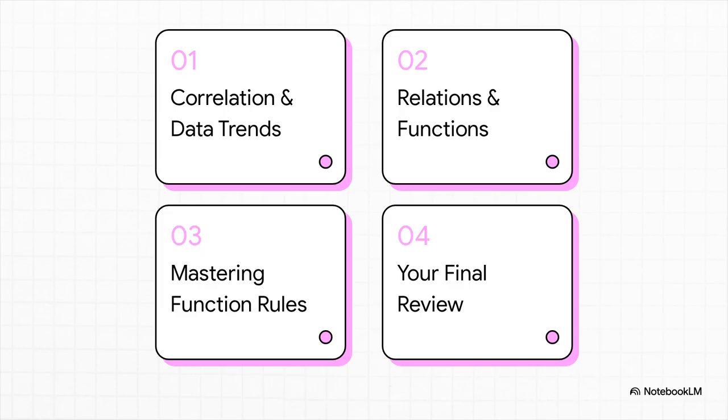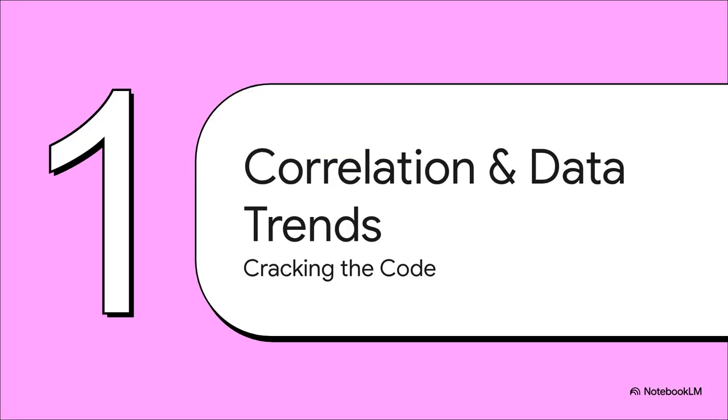Okay, so here's our game plan. First, we're hitting correlation. Then we'll jump into relations, functions, and domain. After that, we'll master function rules, and then do a quick final review to tie it all together. Ready? Let's do this. All right, first up, correlation and data trends.